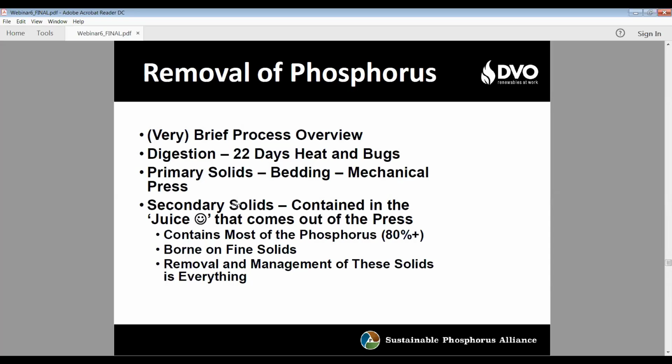Secondary solids, as detailed prior, are contained in what I like to call the juice that comes out the side of the press, and it contains most of the phosphorus. Estimates are 80 to 90%. This phosphorus is in general borne on fine solids, and removal and management of these solids after they come out the side of the press is really the key to phosphorus control.